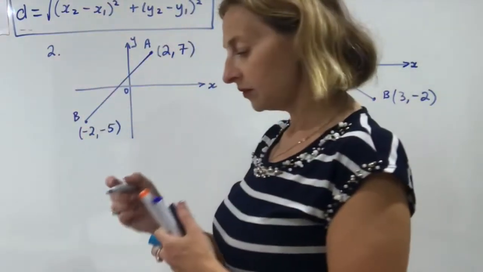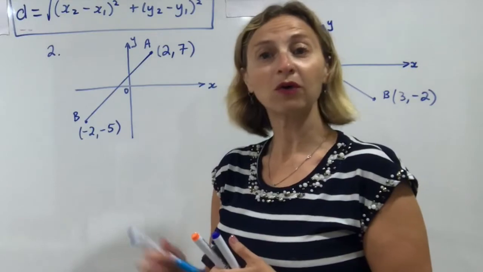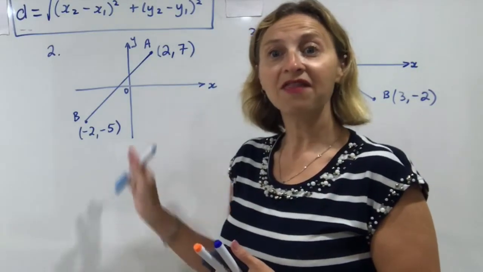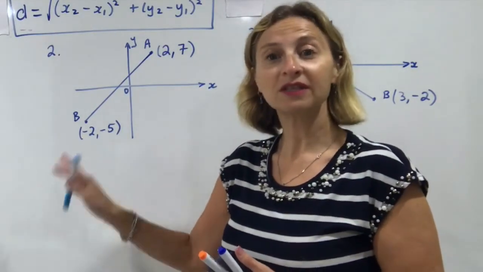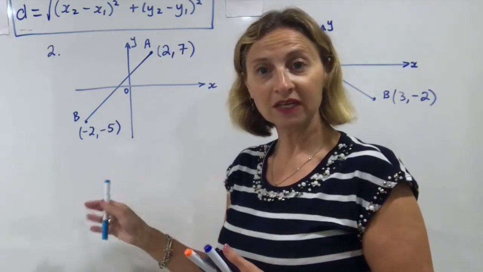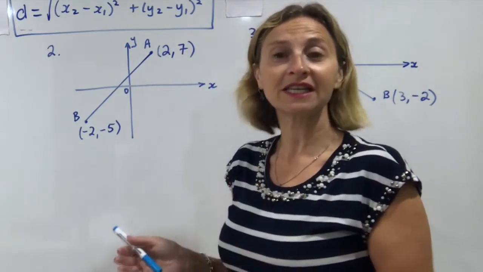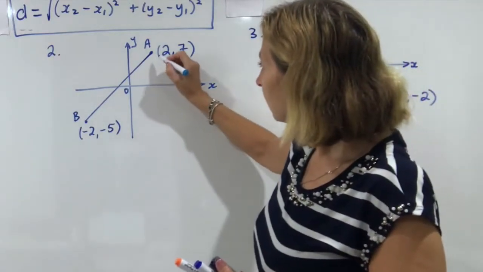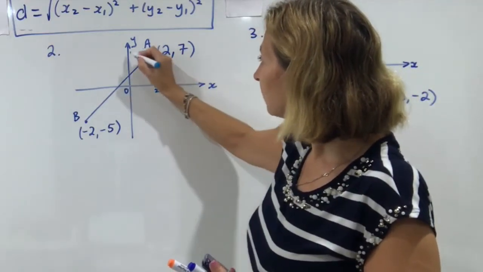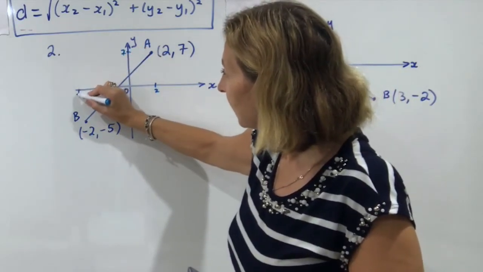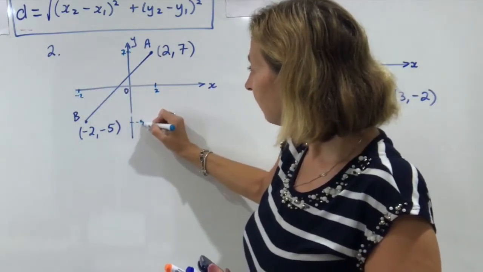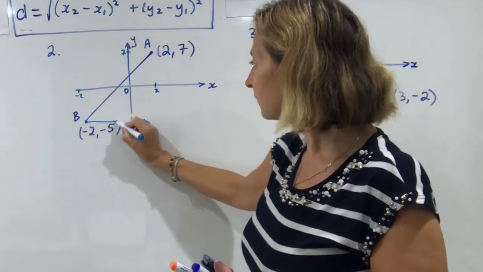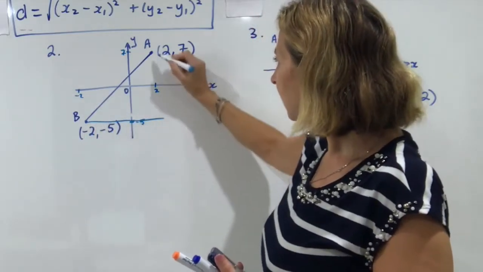Let's have a look at number 2. I'm going to start off by doing all of these using Pythagoras, and then I'm going to go back and do the same questions using the rule and show you that it's the same thing. Over here we have A and B. I can label my points 2, 7 and -2, -5, and I want to draw a horizontal and a vertical line.